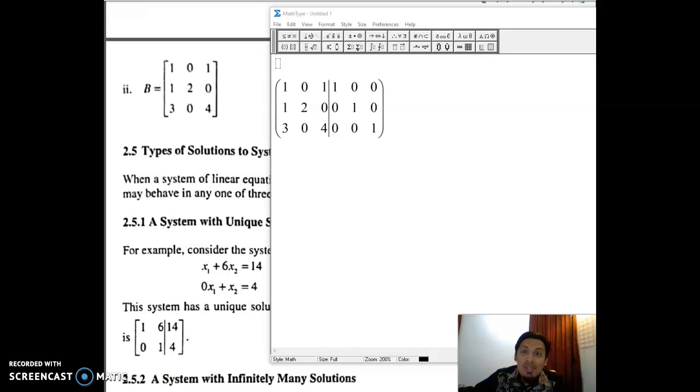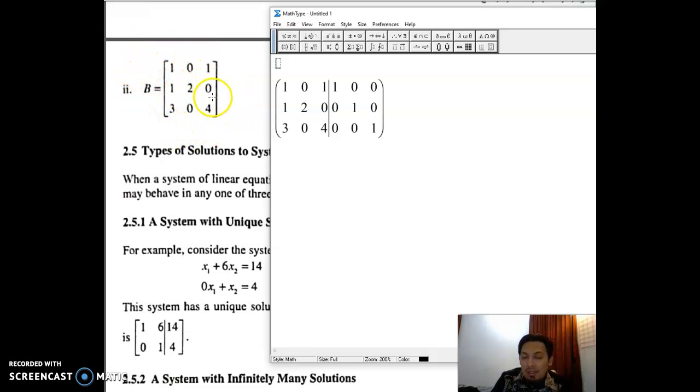Alright guys, let us try to do another example, which is for number 2. Let's try to do B here. So I already put it in augmented matrix, but before we proceed, let us try to see whether it is invertible or not by finding out the determinant.